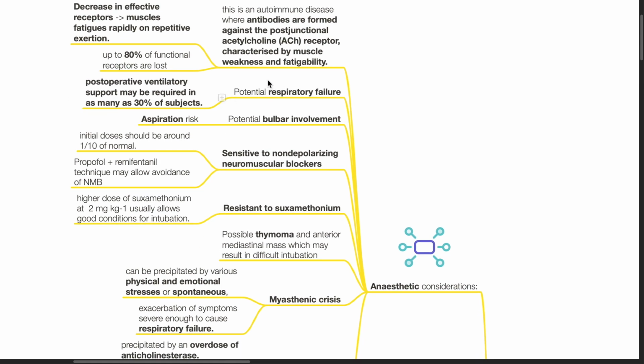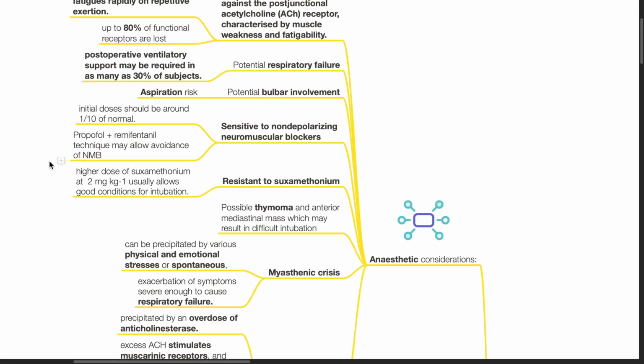There is high potential for respiratory failure. Post-operative ventilatory support may be needed in as many as 30% of subjects. Bulbar involvement will increase aspiration risk. There is sensitivity to non-depolarizing neuromuscular blockers. Initial doses should be around 1/10 of normal. A propofol and remifentanil technique may allow avoidance of neuromuscular blockade altogether.